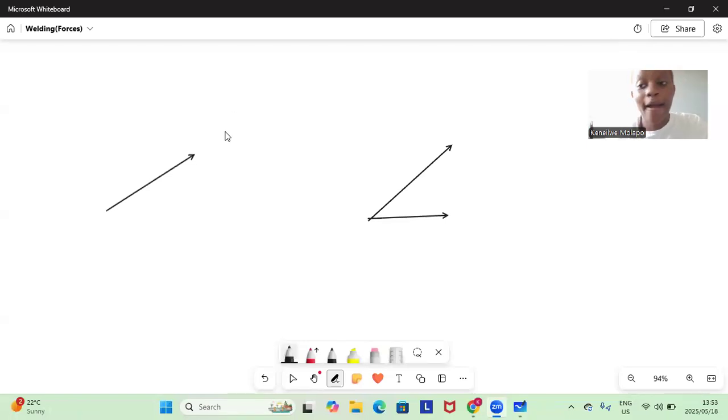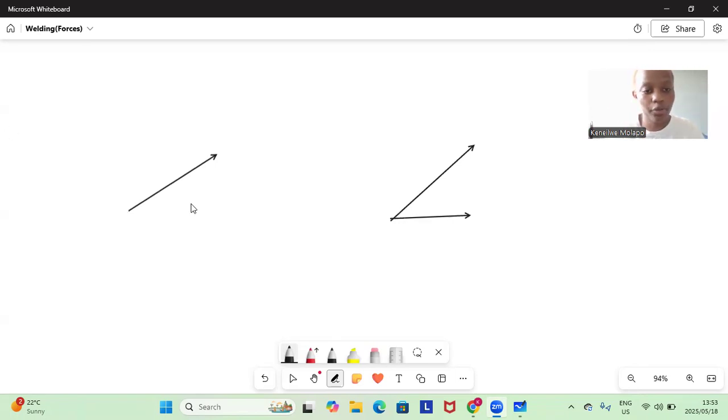So now we are coming to components of forces. For components of forces, I think we have two: triangle of forces and parallelogram of forces. So I'll be starting with the triangle of forces.